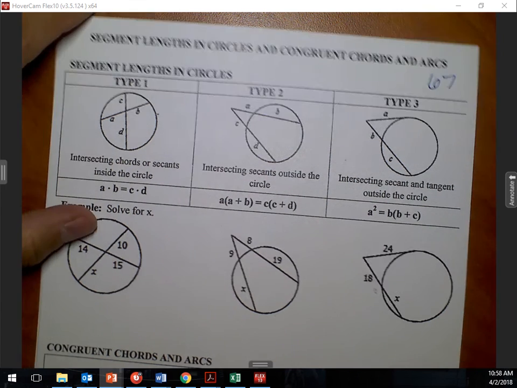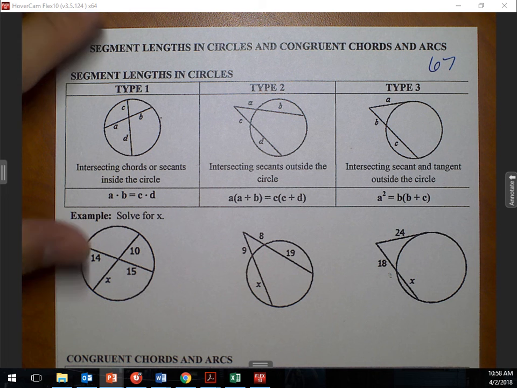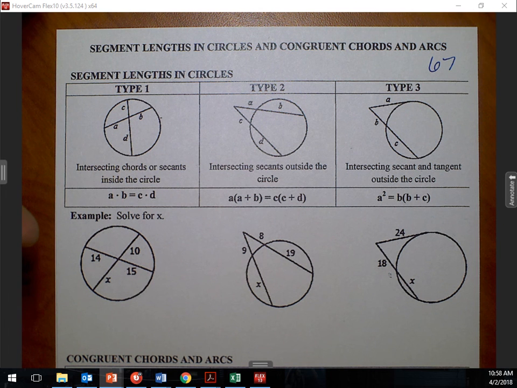Okay, so today, I know everyone actually put this on the table of contents. It's right here. Segment lengths in circles, and congruent chords and arcs. Now, you have to be able to identify these by the type that they are.